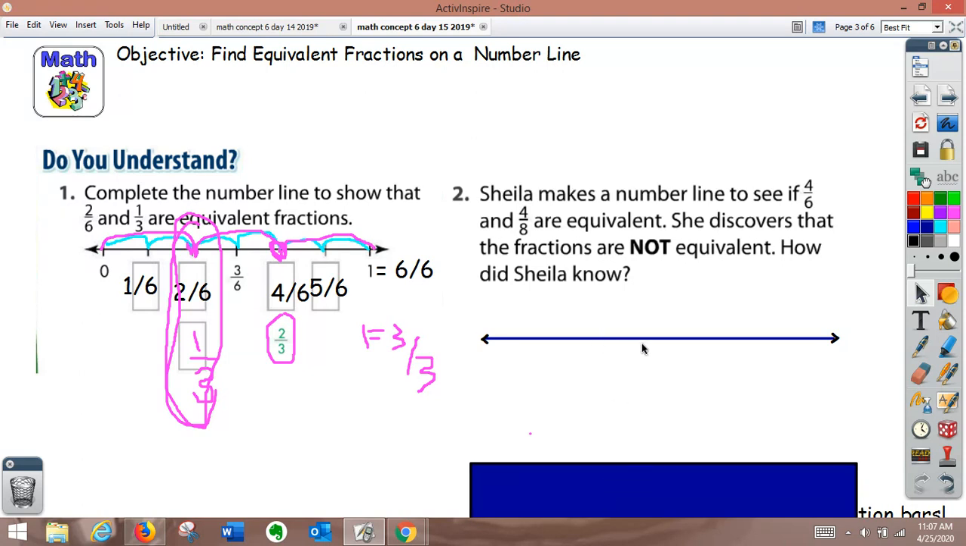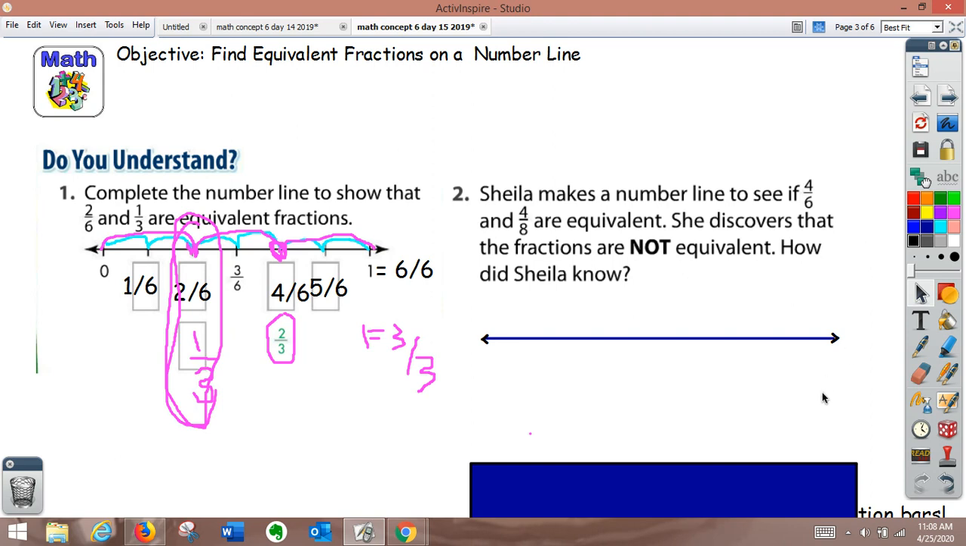Okay, here we've got Sheila. She makes a number line to see if 4/6 and 4/8 are equivalent. She wants to know if 4/6 and 4/8 are the same. She discovers that the fractions are not equivalent. Aha, they're not the same. How did Sheila know? Well, let's see here. We got to label them out, don't we?